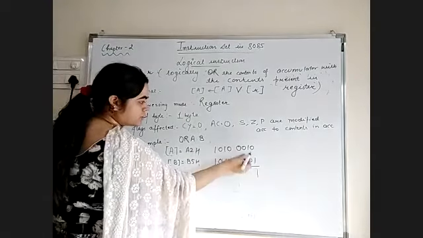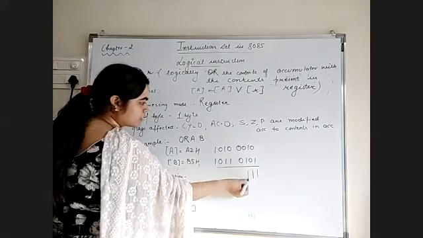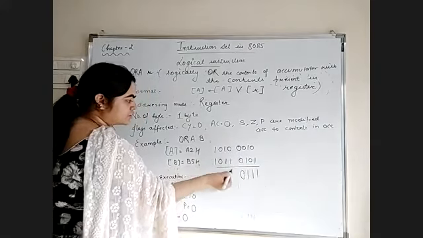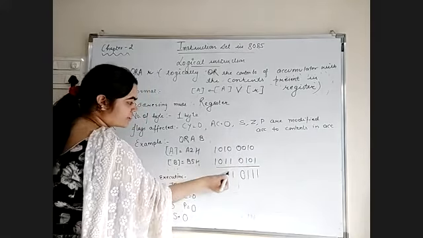0 and 1 is 1, 1 and 0 is 1, 0 and 1 is again 1, 0 and 0 is 0, 0 and 1 is 1, 1 and 1 is 1, 0 and 1. So what will be the result? The result after the execution is B and 7. So after the execution, the result in the accumulator will be updated with the value B7H.